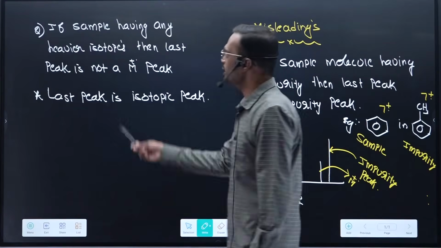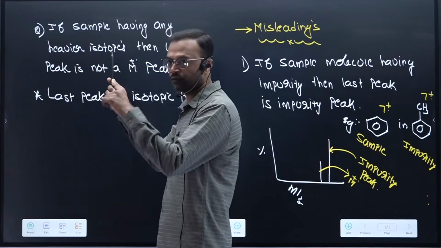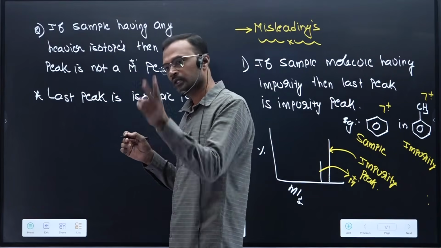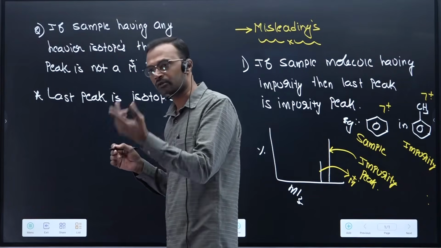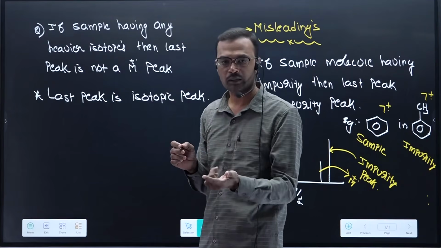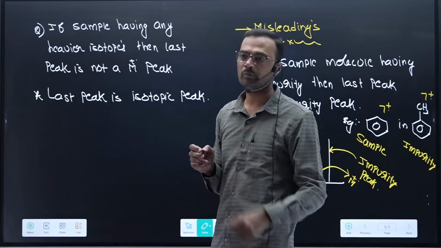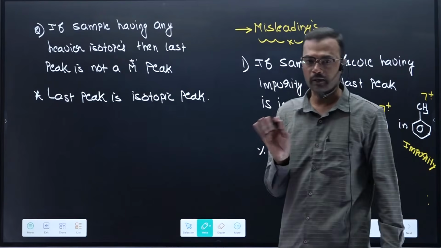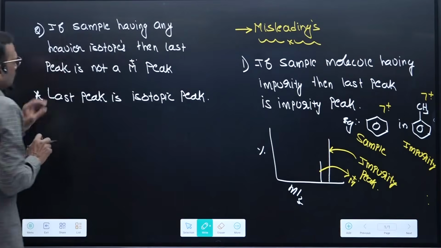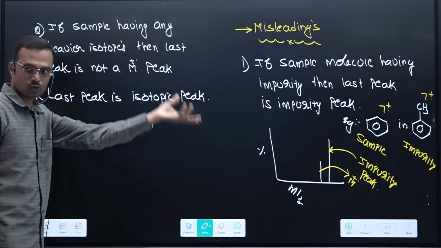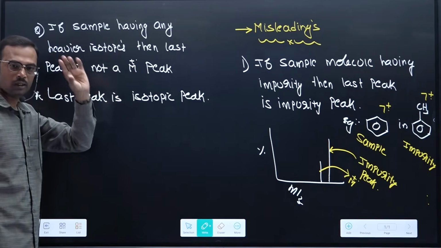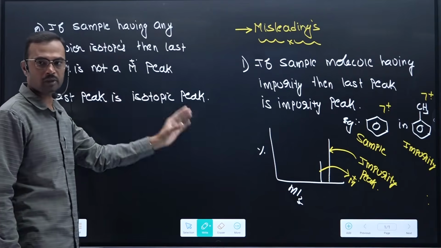So if any sample has isotopes, two isotopes are there: one lighter isotope and one heavier isotope. Whenever you take the heavier isotope, in that case the last peak is not a molecular ion peak. Then what about the last peak? The last peak belongs to an isotopic peak. That is not the molecular ion peak. Clear? So the least availability belongs to the heavier isotope. More availability belongs to the lighter isotope. Whichever is more available, that mass is included for the particular element in calculating the m/z value.